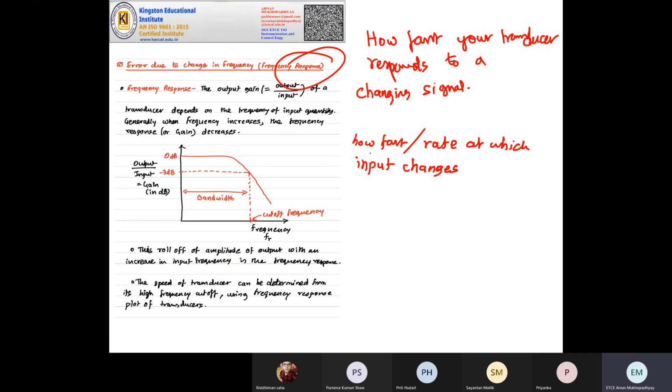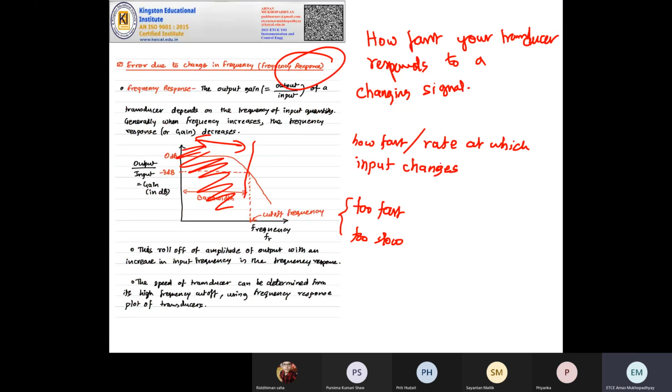Hence, if it is too fast, it will not respond. If it is too slow, it will respond. But there is a certain part or a range where your transducer will be responding optimally. This range is called bandwidth. So your transducer will respond within this bandwidth.